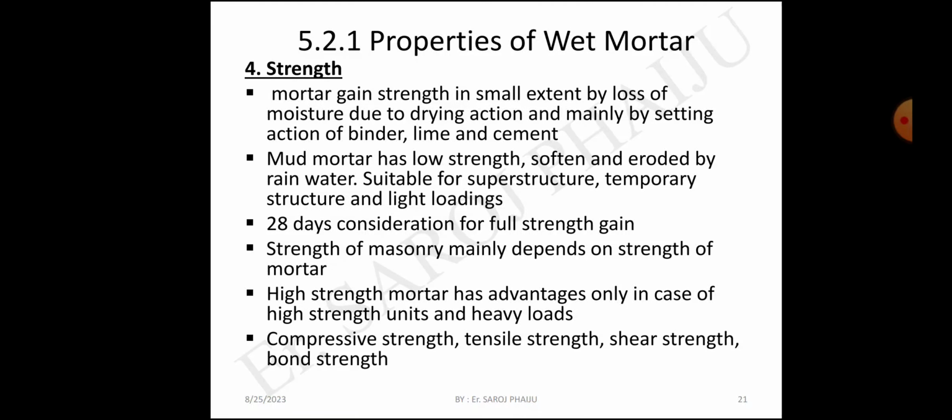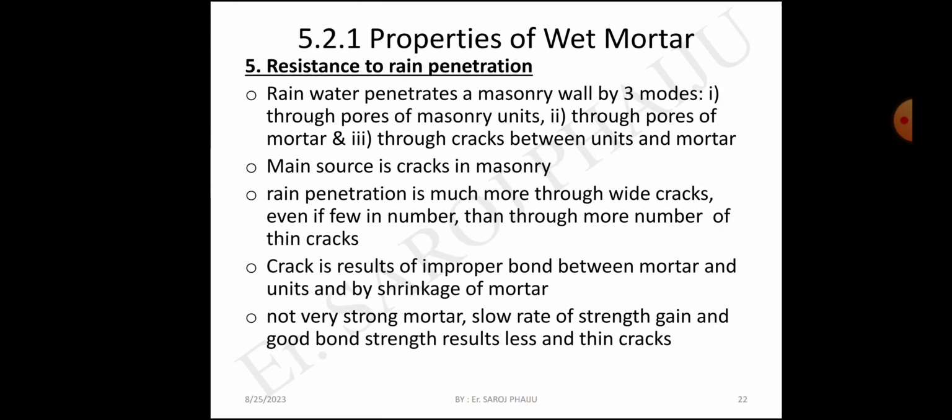Strength of masonry mainly depends on strength of mortar. High strength mortar has advantages only in case of high strength units and heavy load. Compressive strength, tensile strength, shear strength, bond strength. Resistance to rain penetration. Rainwater penetrates a masonry wall by three modes. That is through pores of masonry units, through pores of mortar, and through cracks between unit and mortar.